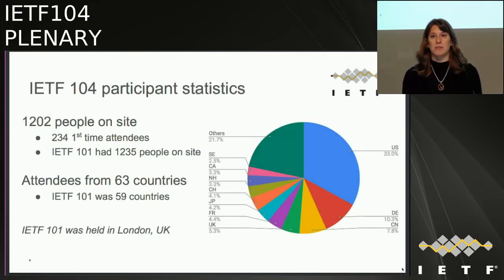So these are our participant statistics for this meeting. We have about 1,200 people here on site, 234 first-time attendees, which is a nice high number for an IETF meeting. Attendance is fairly similar to what we had a year ago in London, and 63 different countries are represented here at this meeting.